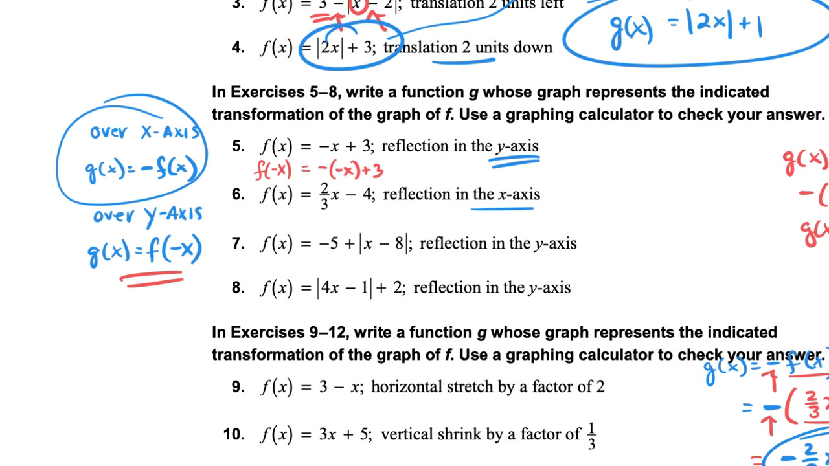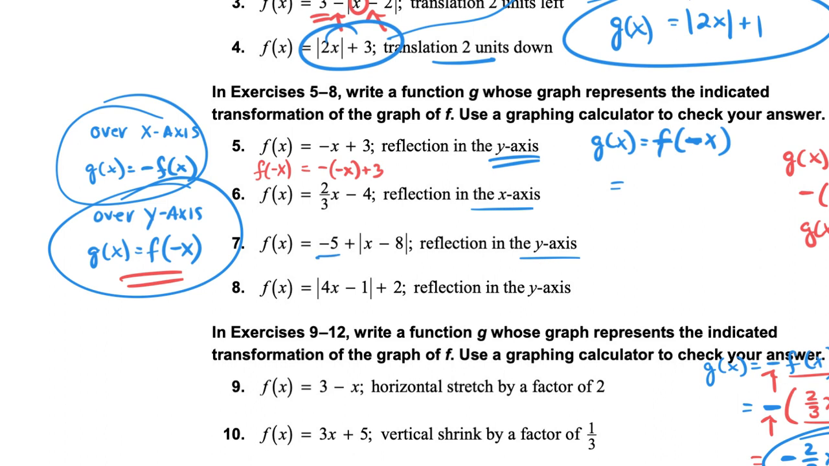Slide him out, number 7. Over the y-axis, I need to put a negative on the inside. So g of x equals f of negative x. There's my negative sign stuck into the middle. And then I just do that to my function.